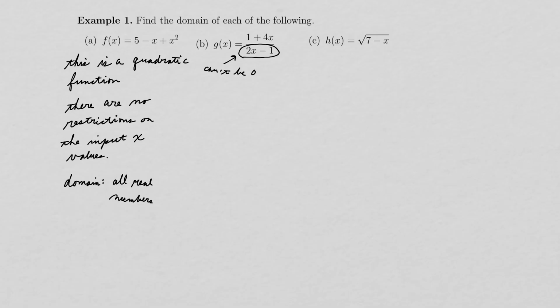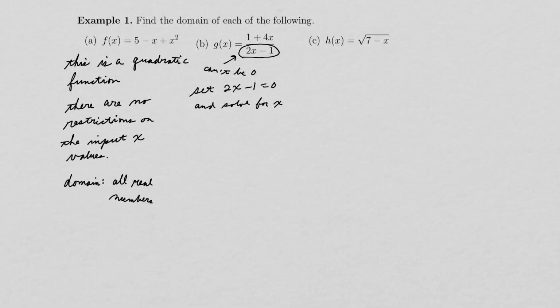So how do we figure out what x value will make that 0? We know the domain cannot include the x value that makes that 0. Well, we set it equal to 0 and solve for x, right? So we basically set 2x minus 1 equal to 0 and solve for x. That'll tell us the x that cannot be in the domain, right? Because it'll force that bottom to be 0.